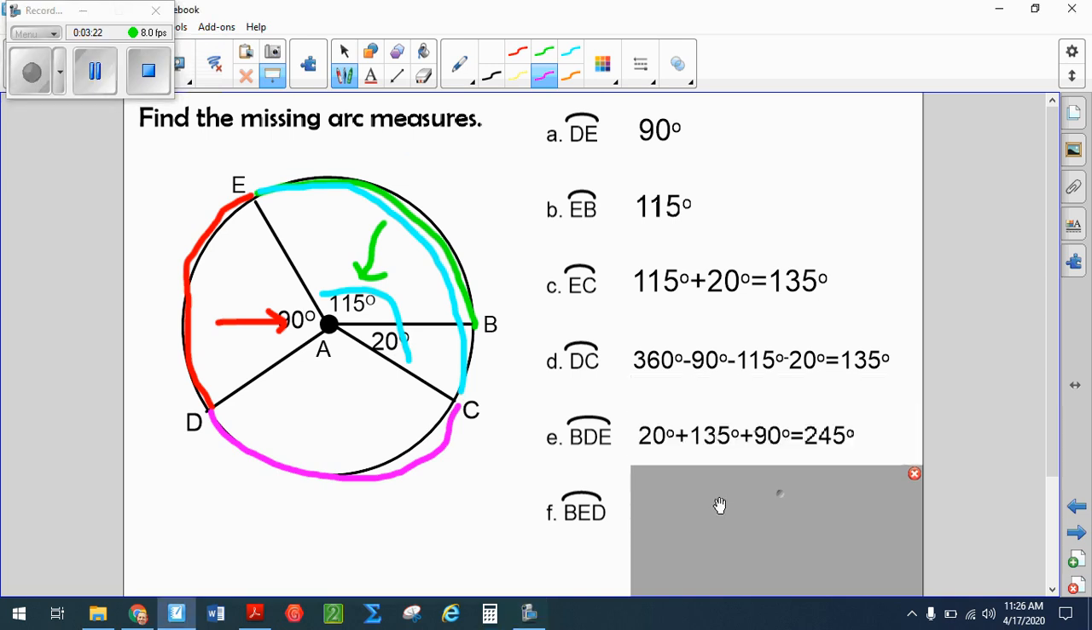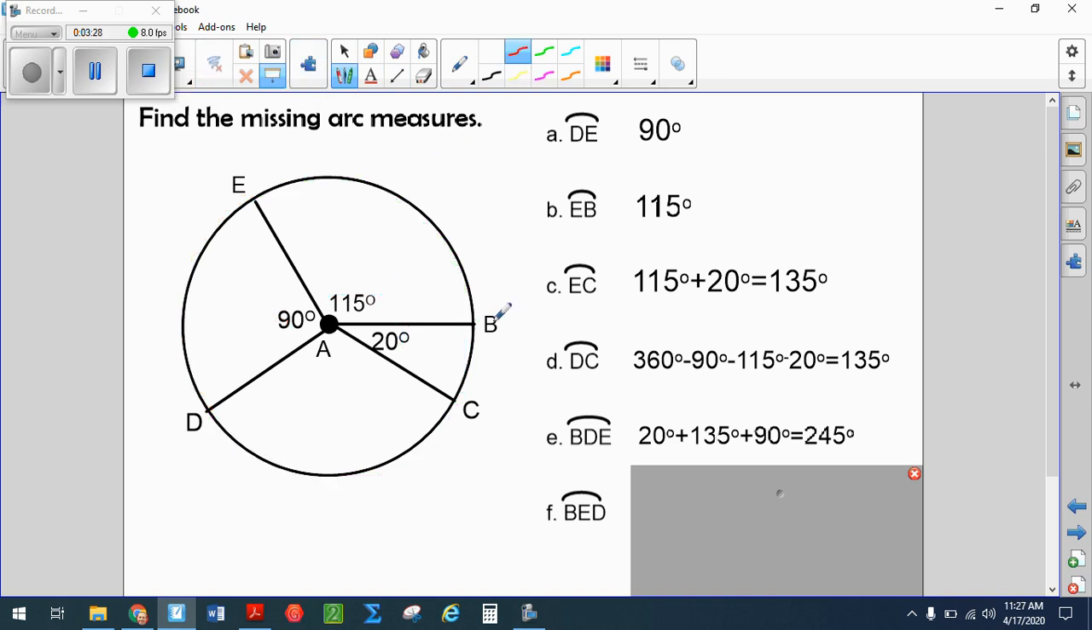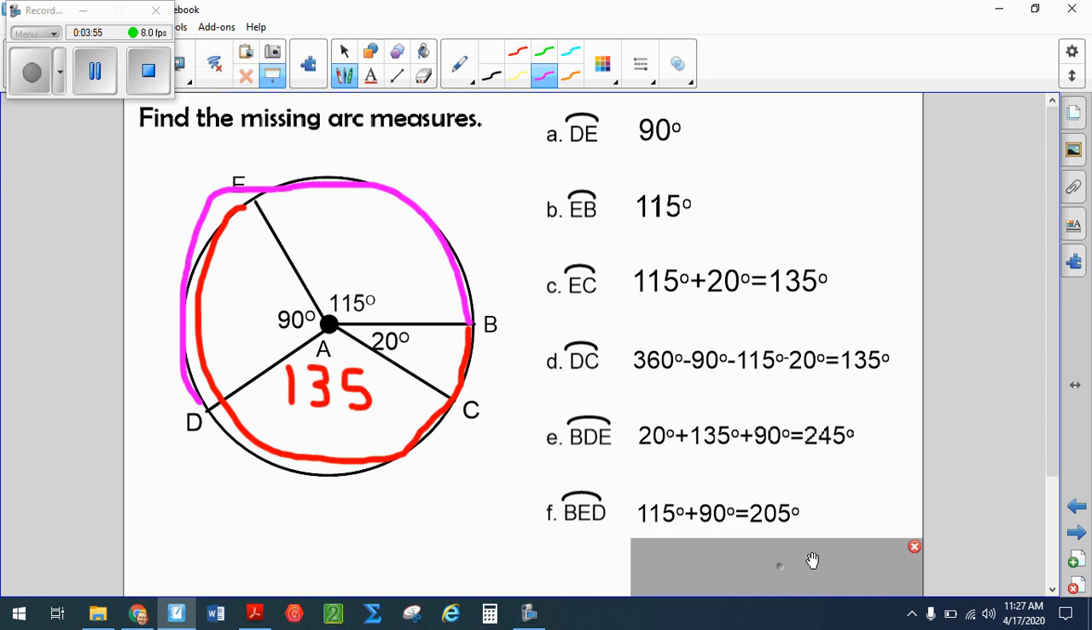And then BDE, I'm going to clear off some of my measures here. BDE starts at B, it's a major arc, goes all the way around to E. So it's going to be this 20 plus the 90 plus the 135 we just had right here. So 20 plus 90 plus 135. It's like 100 plus 135 plus 10, so 245. And then the last one, BED, 115 plus 90. We get 205. So that's central angles and their arcs. The measure of an arc is always equal to the measure of its central angle.